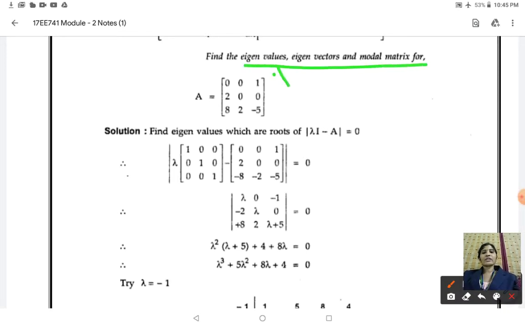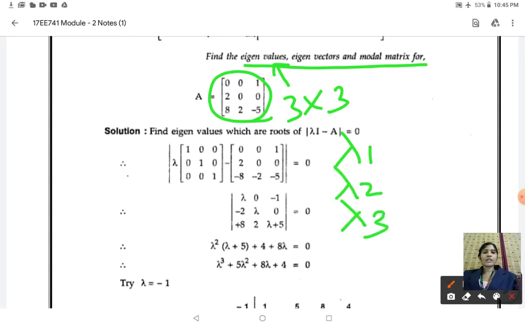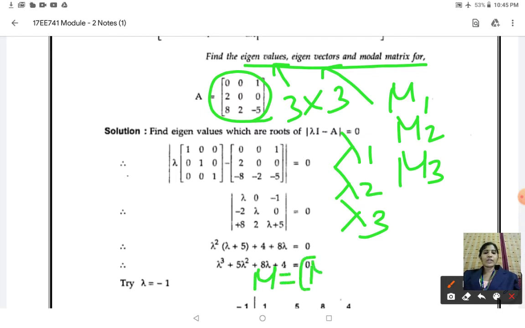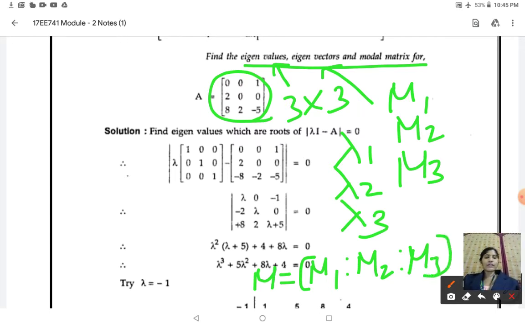What is the order of the matrix A? It is 3 cross 3. Therefore you will be getting 3 eigenvalues, that is lambda 1, lambda 2, lambda 3, and eigenvectors will be m1, m2, m3. And the model matrix obtained will be M equal to [m1 m2 m3]. So like this you will be getting the answer. Now we'll see the step-by-step procedure of how to solve for your eigenvalues, how to obtain your eigenvector and model matrix.